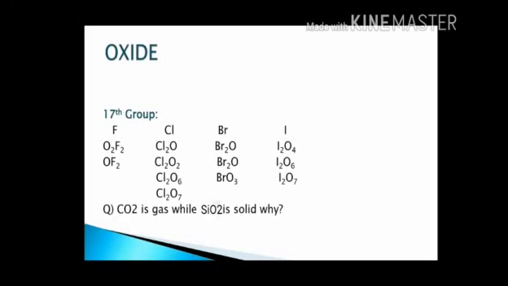Here I have given one important question from this part. That is, carbon dioxide is a gas while SiO2 is a hard solid. Why? As we know, carbon and silicon belong to the same group, that is the 14th group, and we expect both to have the same nature in the oxides they form, but it is totally different, because we see carbon dioxide is a gas and SiO2 is a hard solid.